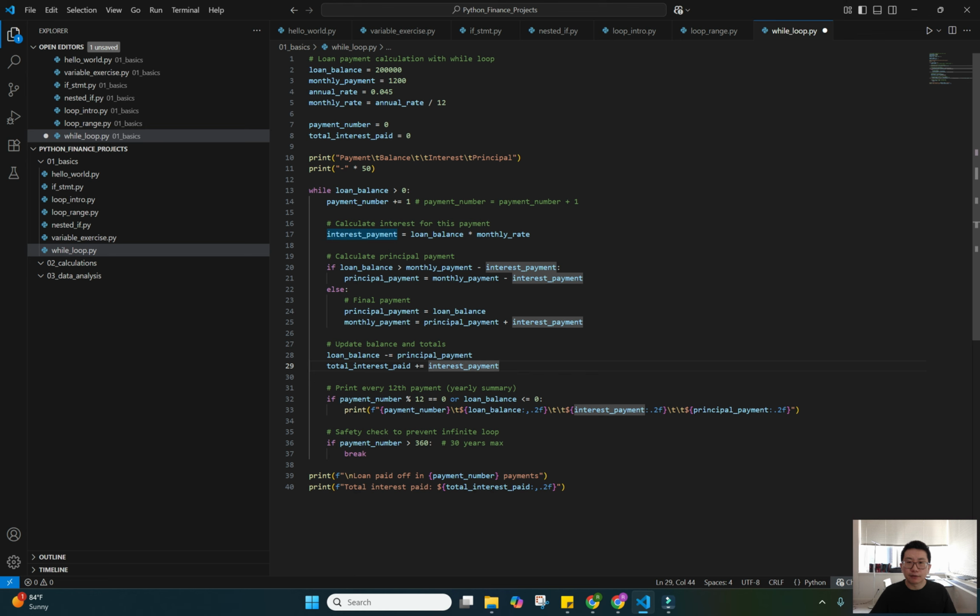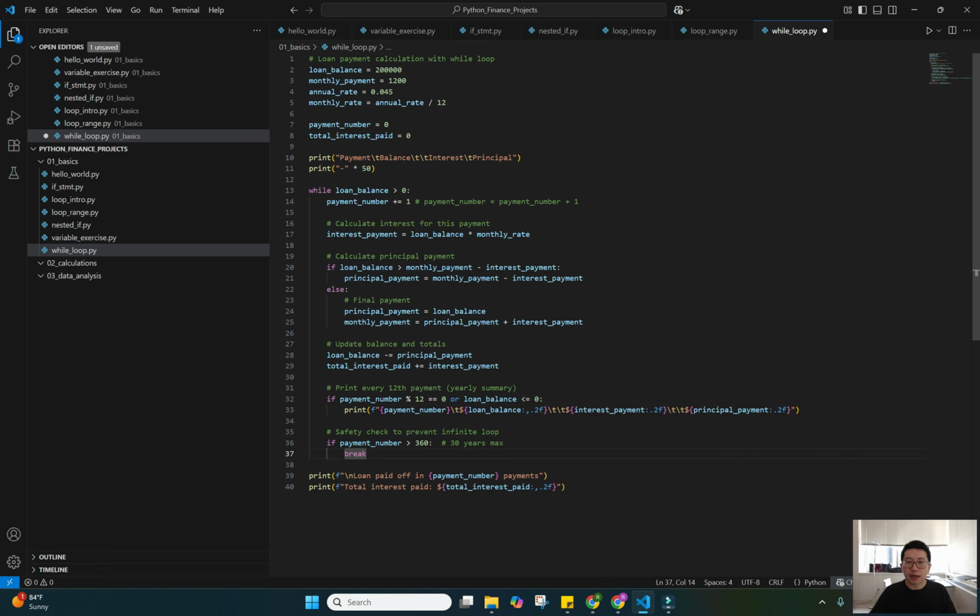Next we will print every 12th payment, so basically we have a yearly summary here. If the payment number modulo 12 equals zero, meaning it's fully divisible by 12, essentially it's at the end of the year. Or if the loan balance is less than or equal to zero, meaning you're at the end of the payment, then print this statement: the payment number with the loan balance, interest payment, and principal payment.